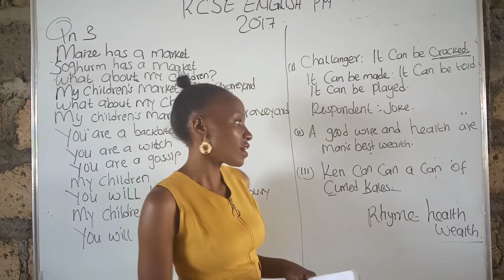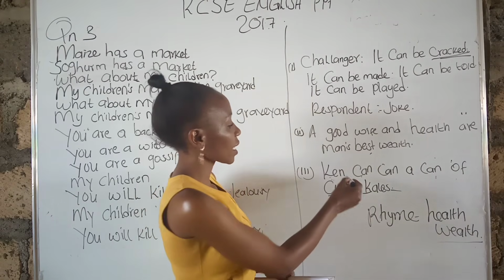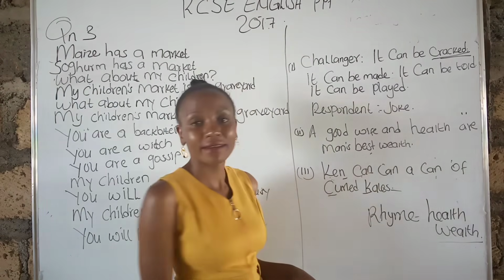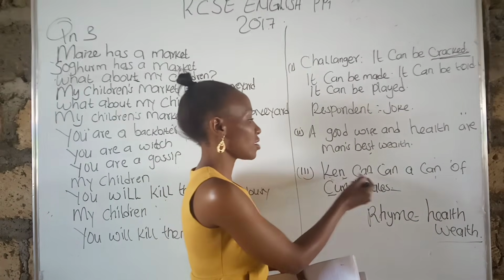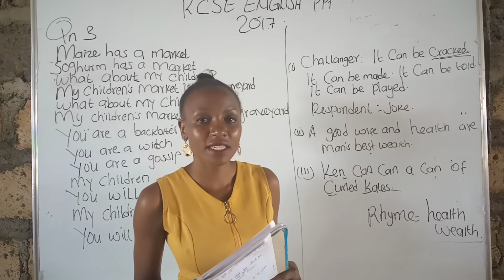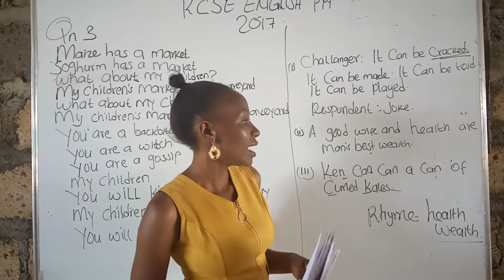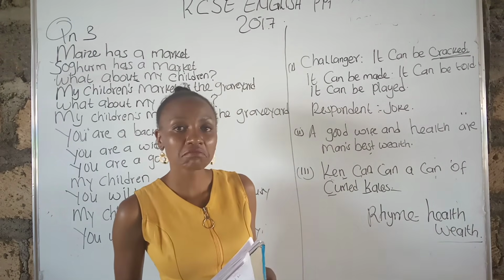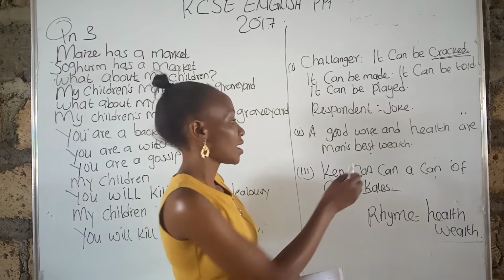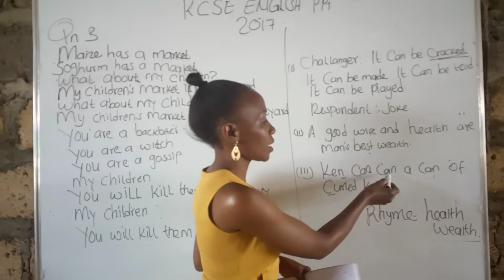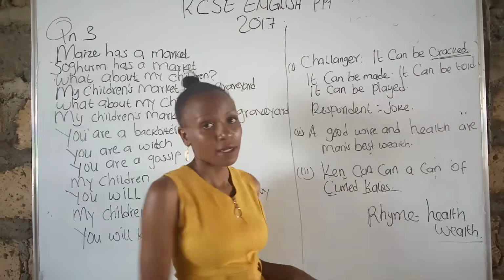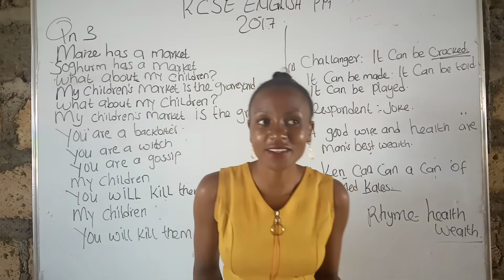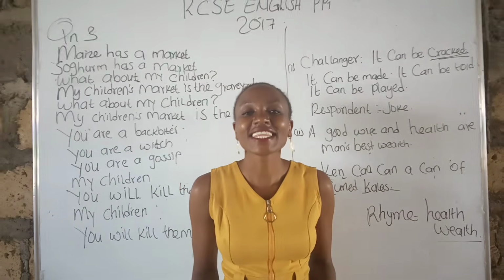2, we can have consonance. The repeated sound is a consonant that is repeated at the end of the words. And lastly, we can have assonance. That is assonance. So that is what was expected in that paper.